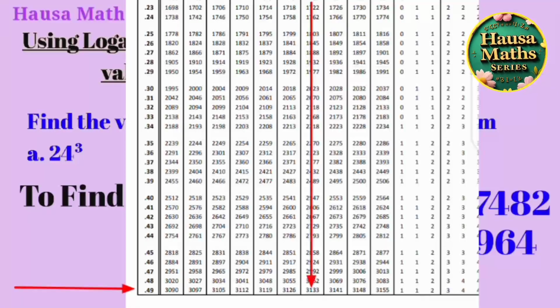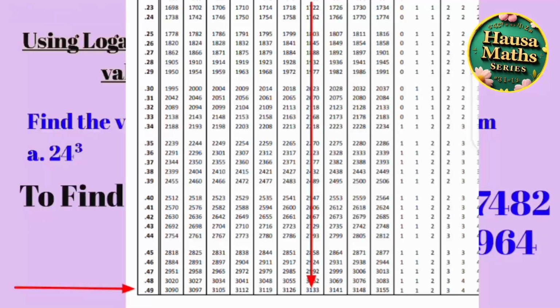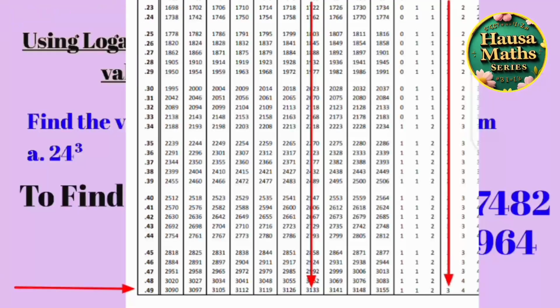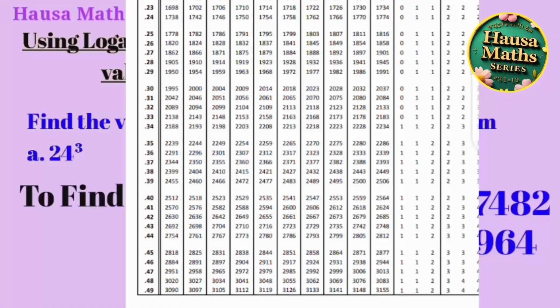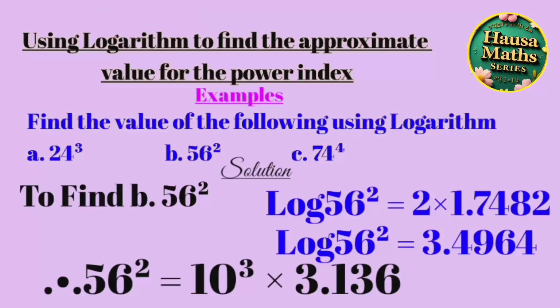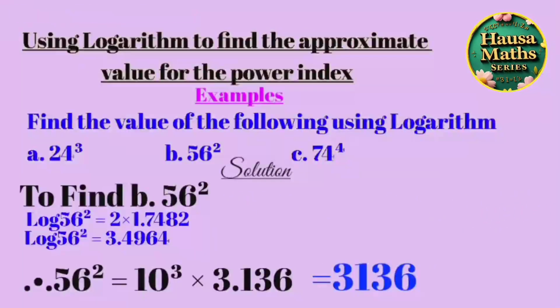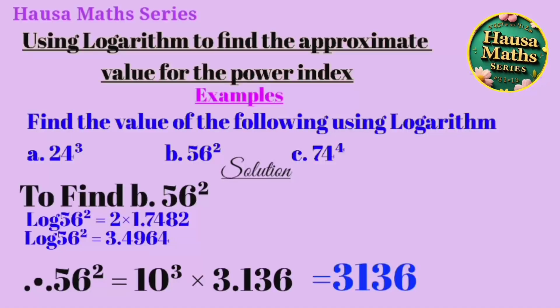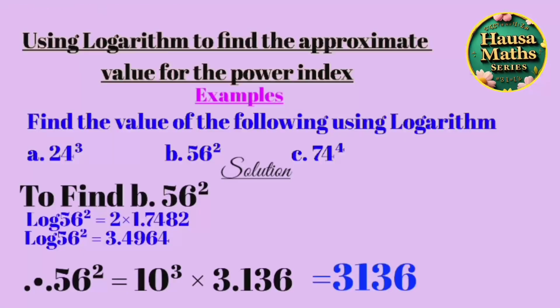But this .49 we check under antilogarithm. .49 under 6 with difference 4 is 3133, and the difference under 4 is 3. When you add them, it will be 3136. So we have 3.136, and we multiply by 10 raised to power 3 since our characteristic is 3. So 10 raised to power 3 multiplied by 3.136 is equal to 3136. That is how we got 56 raised to power 2. This is an exact value, even in the calculator it is the same.